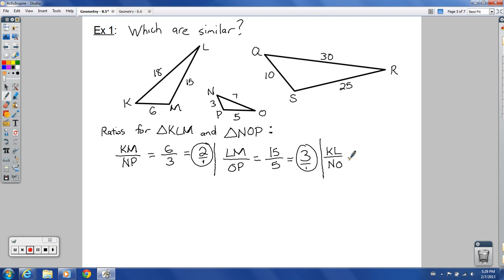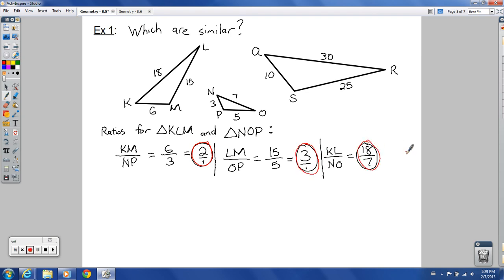So KL over NO. What is that? KL is 18 over NO is 7. That you can't reduce. It would be 2 4/7. And so that, sorry, you look at that, that, and that. Let's put that in a different color. Let's circle these things in a different color instead. So let's circle that, and circle that.